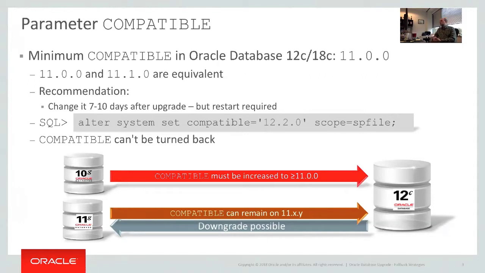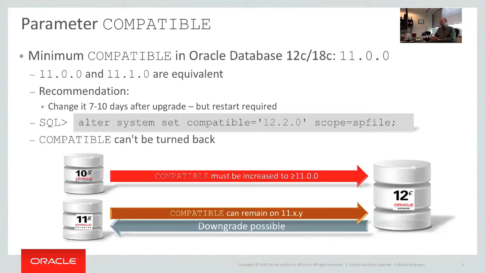When you upgrade to 12C, you will have to change compatible. Now, in many cases, we recommend that you wait to change compatible when you upgrade, because updating compatible will limit your fallback options. We'll talk about this when we mention downgrade and guaranteed restore points. So that's your second consideration, is that you may limit your fallback options if you raise compatible.